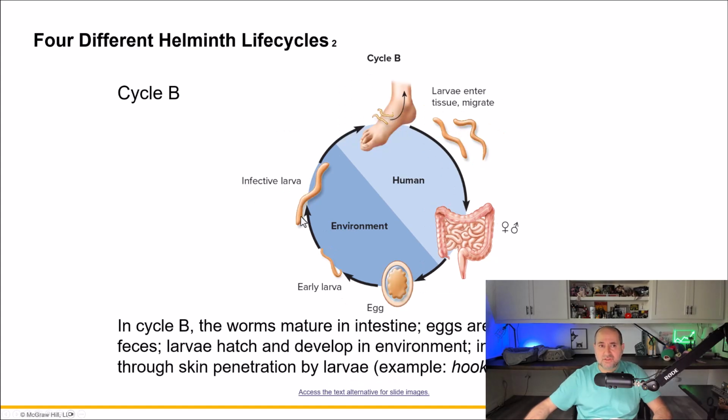Here's another life cycle, cycle B. In this case, infection occurs through skin penetration by the larvae. So you see, for instance, hookworms can enter the skin through the foot. Those larvae then enter tissues and migrate to the intestines where they mature, and eggs are released with the feces. The eggs hatch into larvae. Those larvae develop in the environment and then again get in through penetration of the skin.